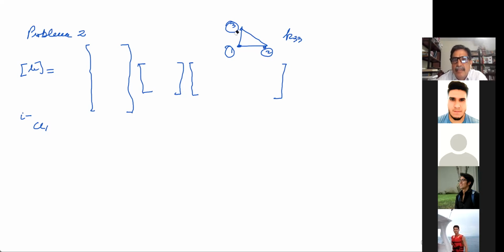What happens if instead of that, I do this? I name this joint 1, this joint 2, and this joint 3. Immediately, you see that this is the correct order of numbering the joints. But now, since joint 1 is the one that has the unknown displacement, in this case, the element that I'm interested in is element K11.